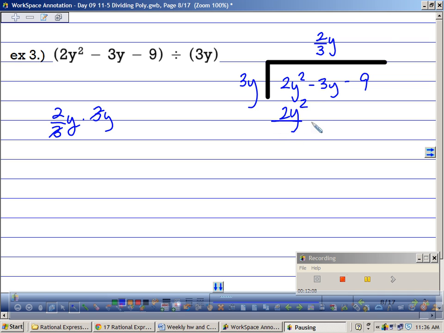Hold on, I will show you another way. Draw a line, change the sign. Then we bring down negative 3y. That one's easy. What's that? Negative 1. Negative 1 times 3y is negative 3y. Draw a line, change the sign. Negative 9, what do I do with that? There's no more room. So what do we do with that? Nothing. It's a remainder.